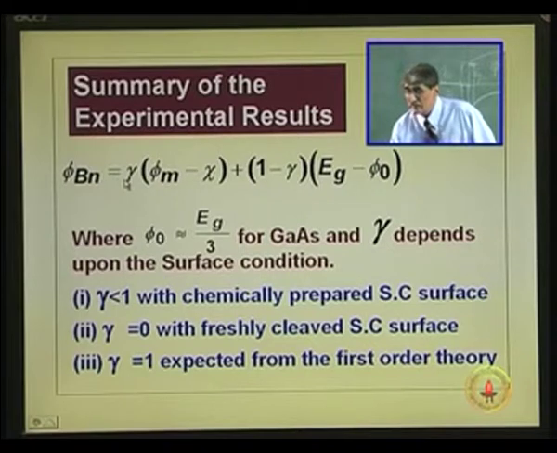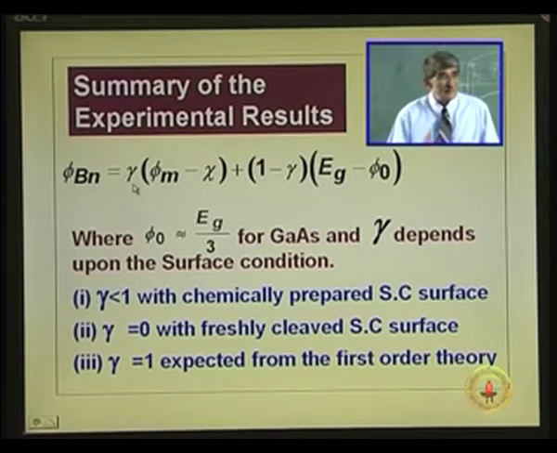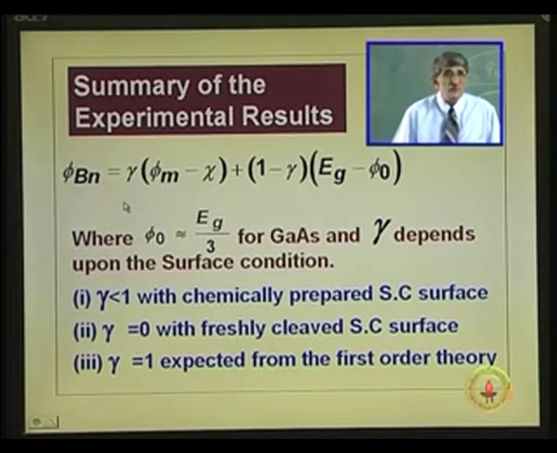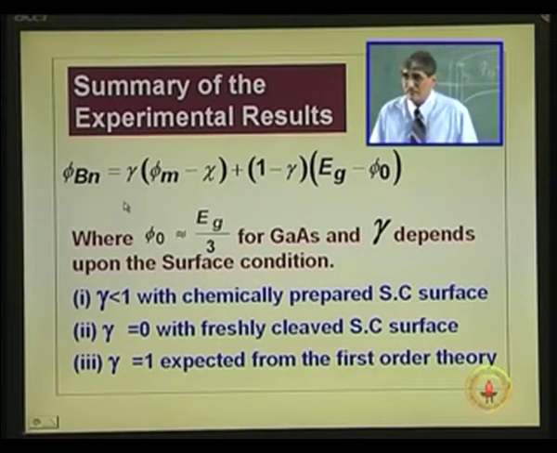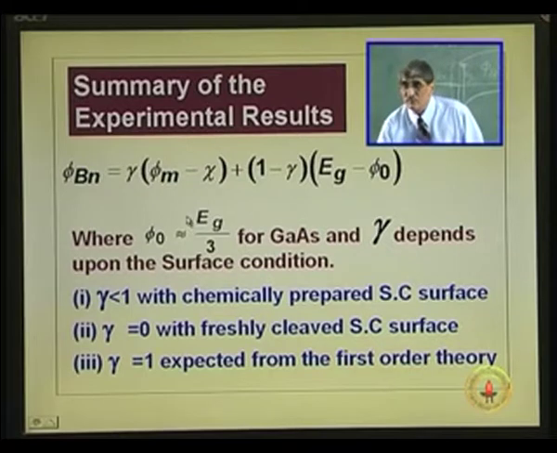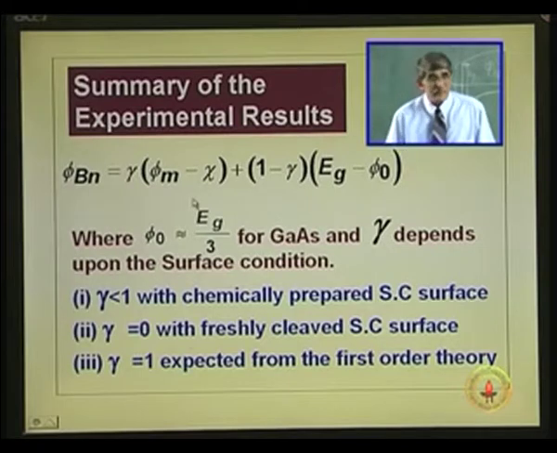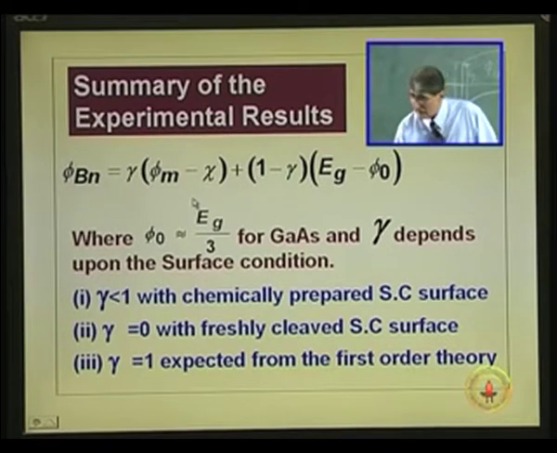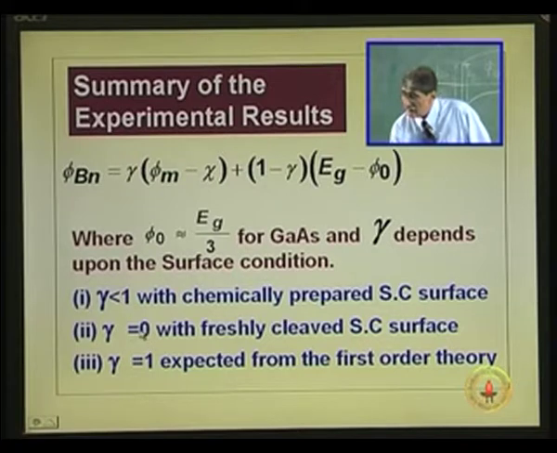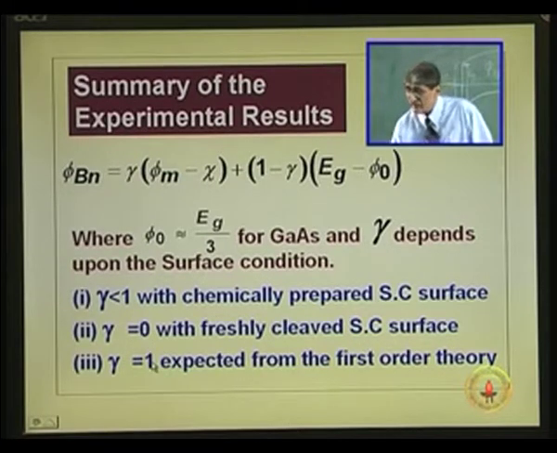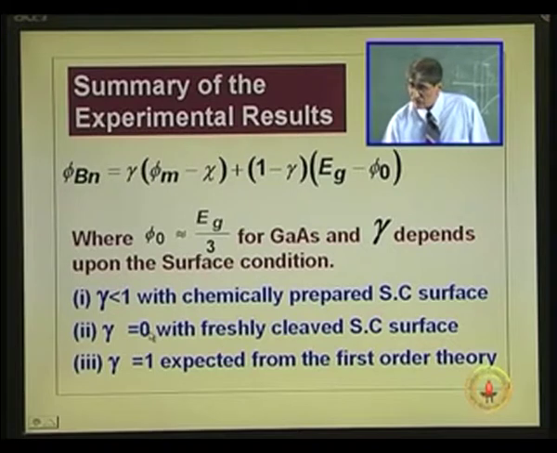Gamma, if it is 1, phi b n becomes equal to phi m minus chi. That is our theory, the first order theory. Okay. In fact, that would correspond to interface state density 0, ideal. And if gamma is equal to 0, that is freshly equilibrium surface, gamma is 0. Okay. With ideal surface, gamma equal to 1. Freshly equilibrium surface, high density of interface states, gamma is equal to 0.